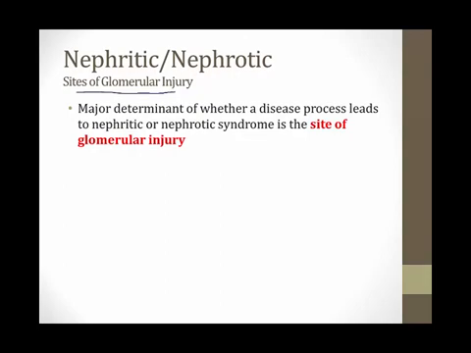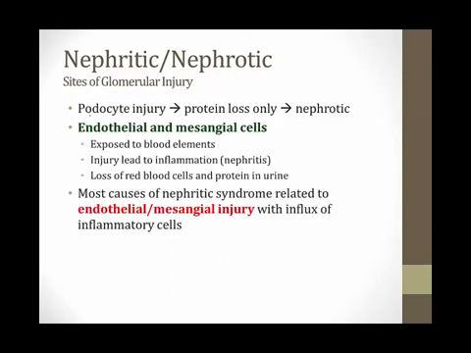The major determinant of whether a disease process leads to either the nephritic or nephrotic syndrome is the site of glomerular injury. When the glomerular injury is limited to the podocytes, this leads to protein loss only. That's because the podocytes are walled off from the blood element and inflammation does not occur. And this leads to the nephrotic syndrome, which I talk about in detail in another video.